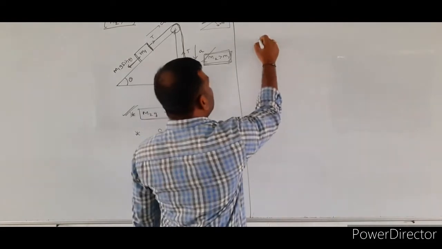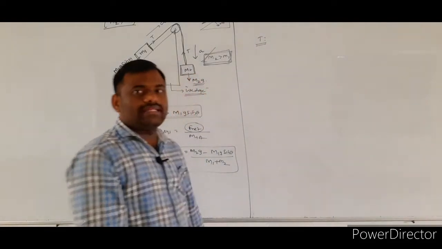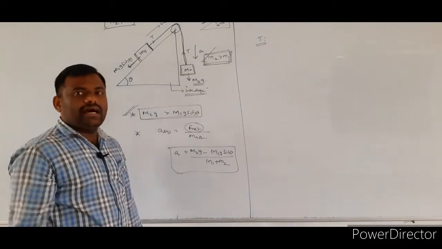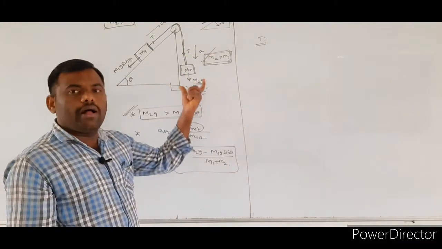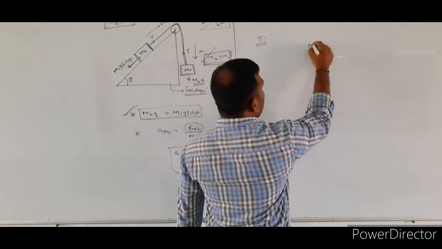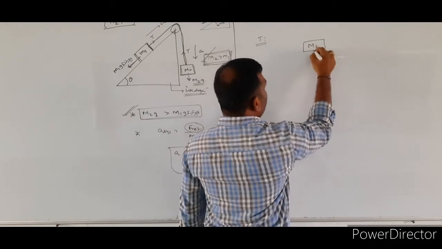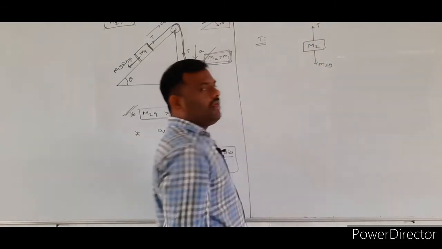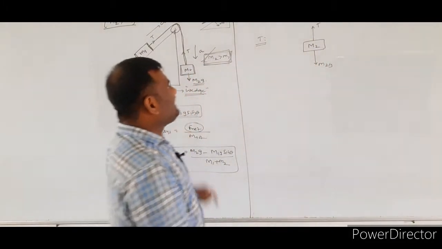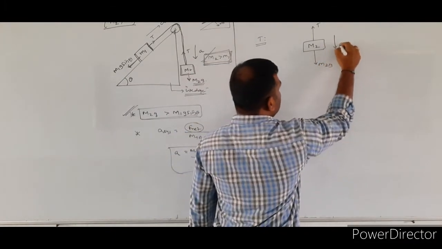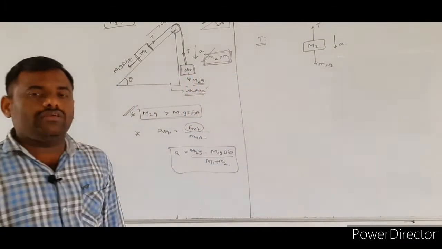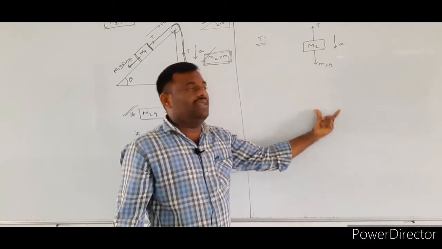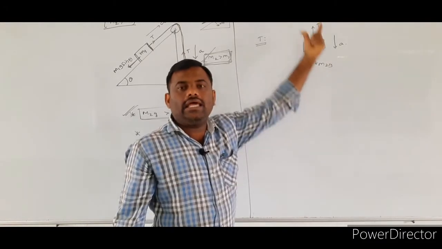Now we are going to calculate the value of the tension. To calculate the tension value, I consider the FBD of mass m2. The mass m2 will be represented like this, and its weight will be acting in the downward direction, and the tension will be acting vertically upward. What is the acceleration? Acceleration will be acting in the downward direction. So here the m2 block will be moving downward, which means the downward force will be greater than the upward force.